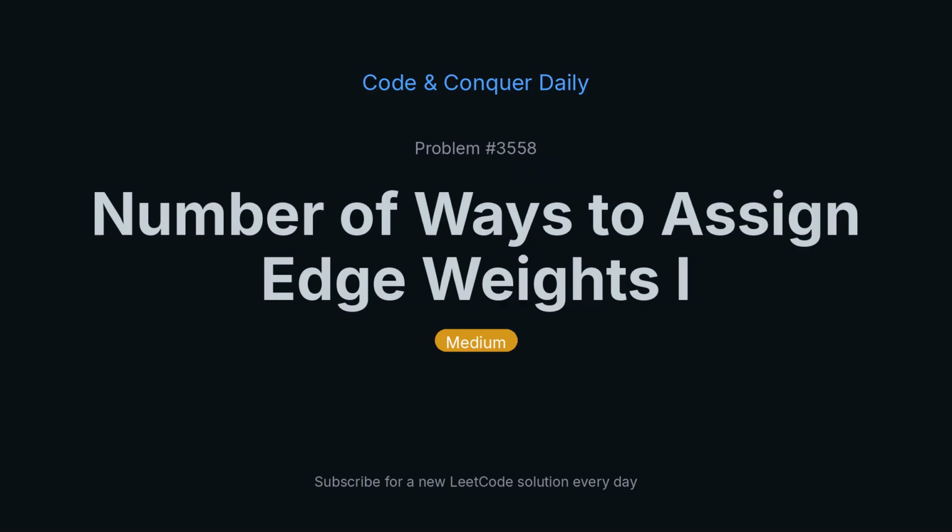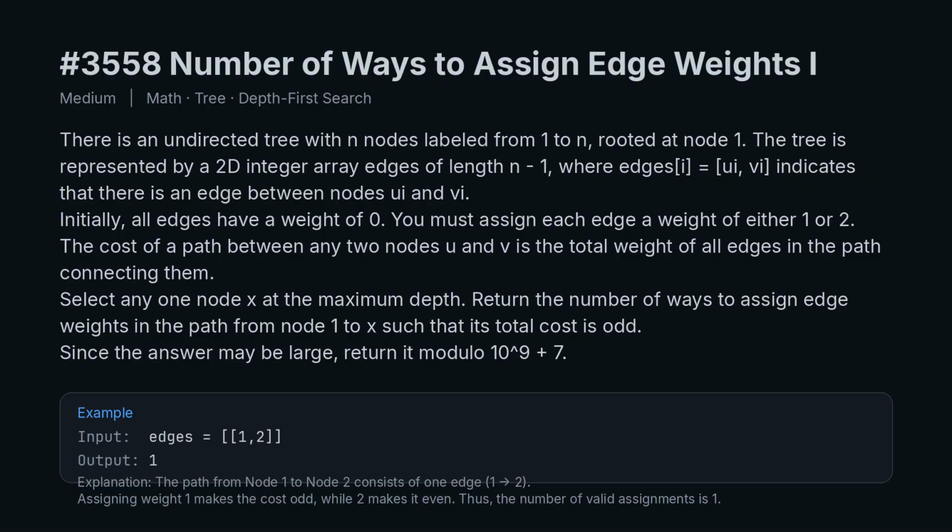Today we're tackling problem number 3558, Number of Ways to Assign Edge Weights I. LeetCode problem number 3558, Number of Ways to Assign Edge Weights I.